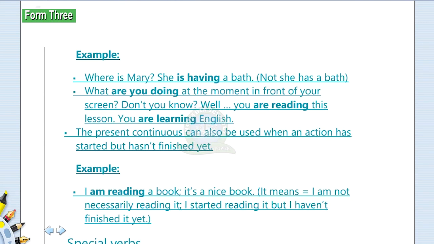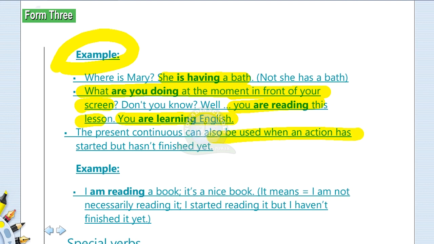These are more examples. Where is Mary? She's having a bath. What are they doing at the moment? In front of your screen, don't you know you are reading this lesson? You are learning English.